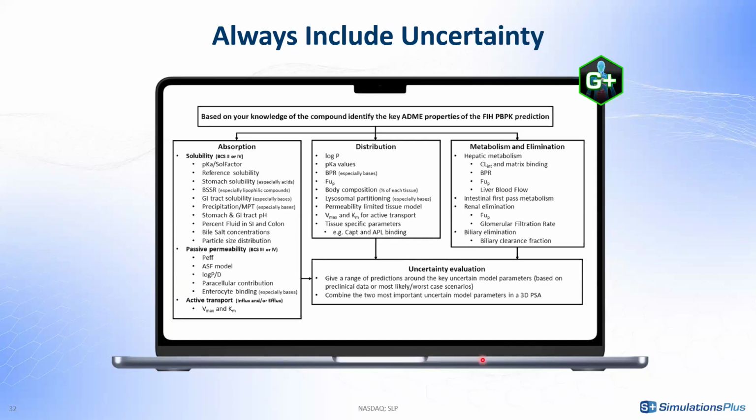The final flow diagram in the 2019 paper from Miller et al. lists the properties you may wish to consider at this stage. They're grouped here into properties impacting absorption, distribution, metabolism, and elimination. As the parameters are assessed individually in a standard PSA, it is definitely worthwhile combining the two most powerful uncertain model parameters in a 3D PSA to determine the combined effect. Sometimes one property may mitigate the other.